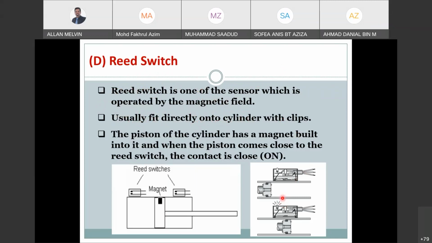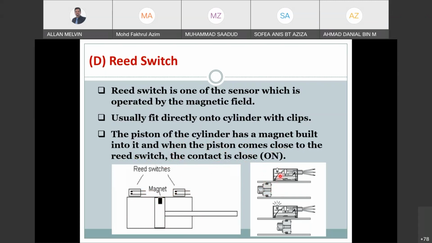So boleh tengok ada reed switch. Okay, so selalunya kita tanya macam mana in the distance detect. Okay, so you letak dua reed switch macam ni. Okay, so this is your piston. So you have two reed switch, and in your piston, ada magnet. So the piston of the cylinder has a magnet built into it. So the magnet dalam piston, and when the piston come close to the reed switch, the contact is close. So boleh tengok dekat sini.